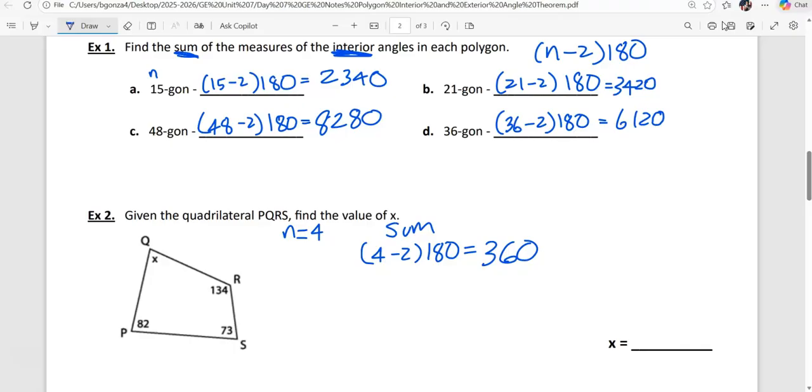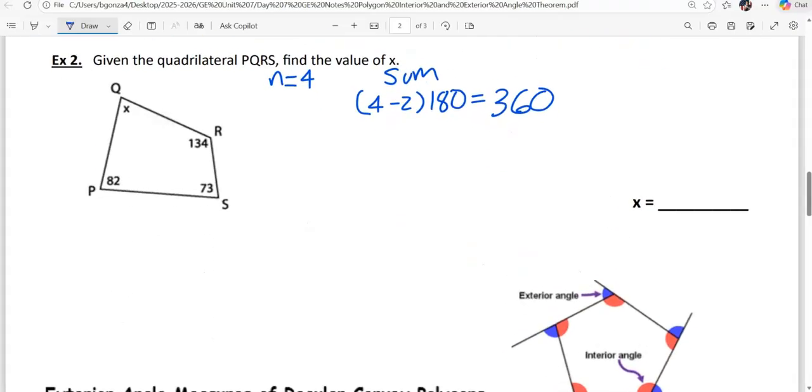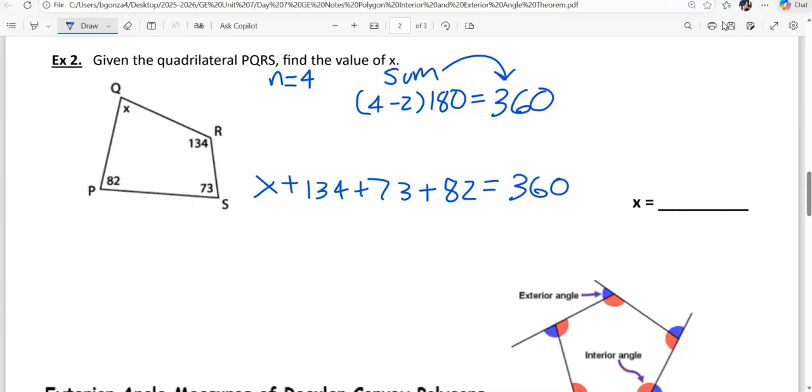Now, here's what you're going to do. When you have 4 angles, one of them's x, this is the way you knock it out. You're going to make an equation adding up these 4 things. X plus 134 plus 73 plus 82 equals, these 4 add up to, and then here's the question. What do these 4 add up to? Well, that's why we found the sum. It's 360. I really want to emphasize this. Whenever you're setting up an equation, this number right here depends on the number of sides. Okay? So, how do I solve this?